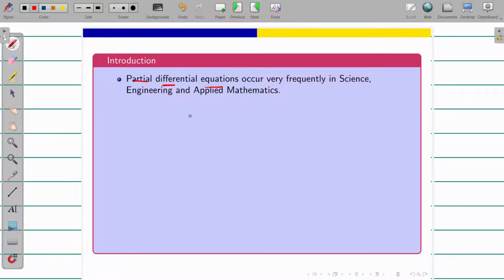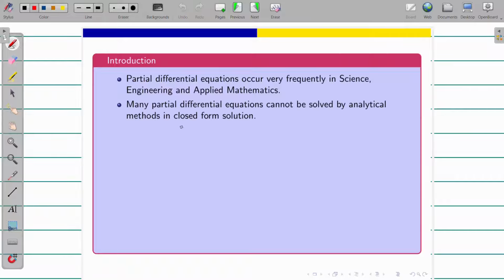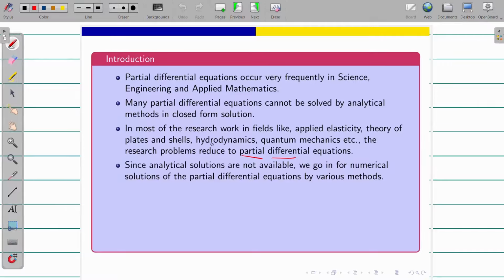Introduction. Partial differential equations occur in many concepts. They play a major role in applied mathematics and engineering. I am not going to read the concepts fully; you just go through that, and I will tell you the important concepts. There are a lot of partial differential equations that we can't solve analytically, like the few examples I have given here: applied elasticity, theory of plates and shells, hydrodynamics, quantum mechanics, everything.